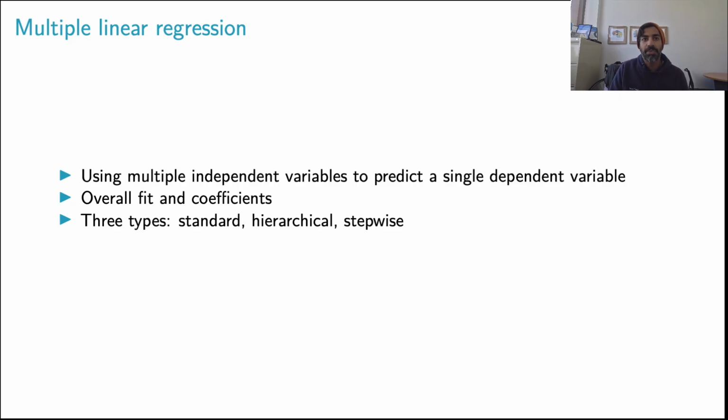There are three types that we looked at, which was standard, where everything is inputted into the model at once; hierarchical, where we build the model progressively, and we're asking a slightly different question of how much additional variance is accounted for by these variables or sets of variables beyond the initial model; and then stepwise, which is where we're allowing a computer to make a selection as to what gets included or removed from the model.